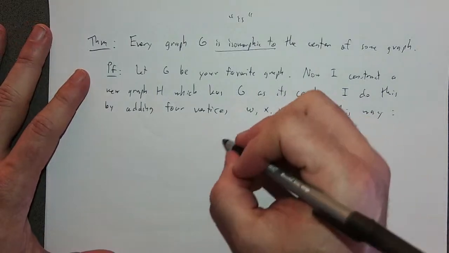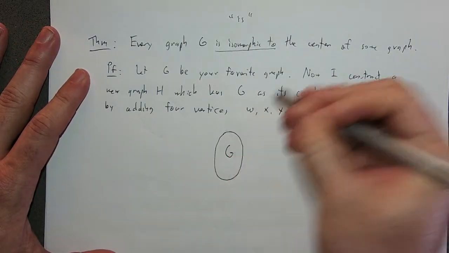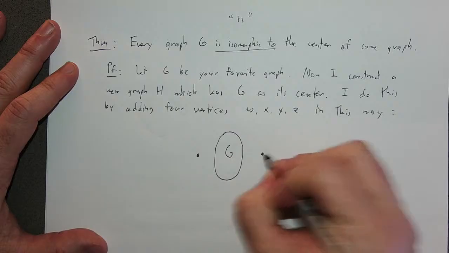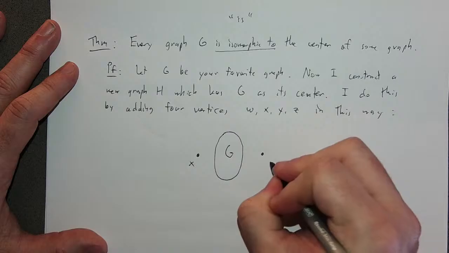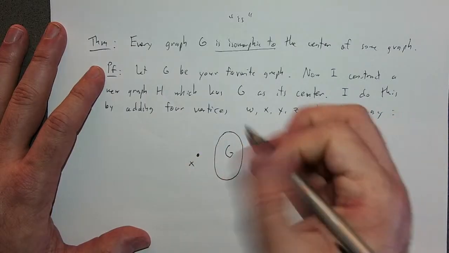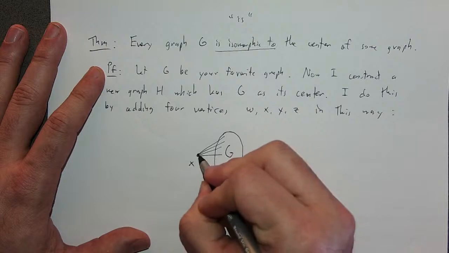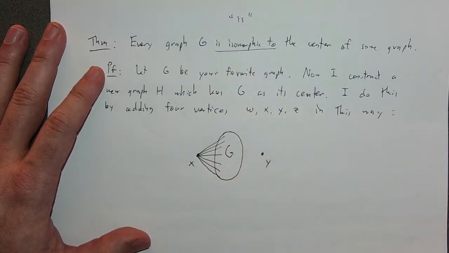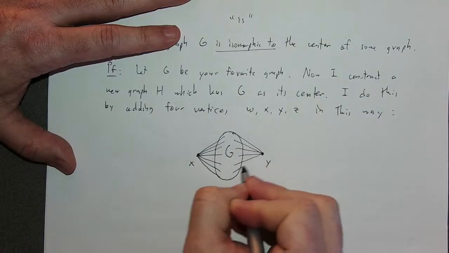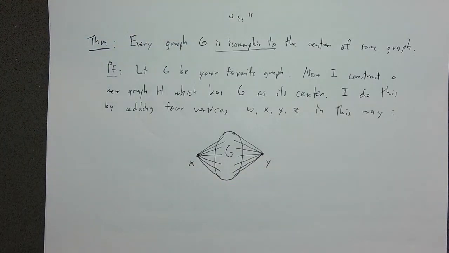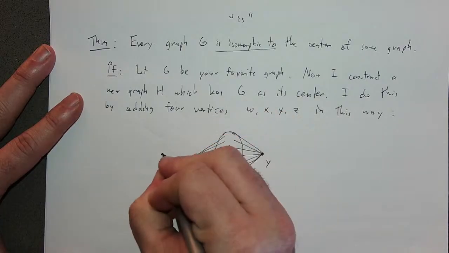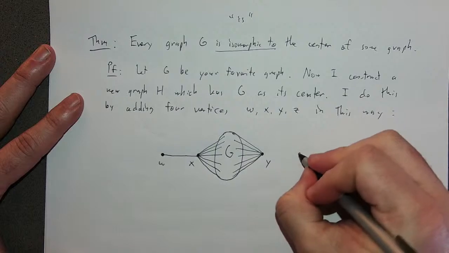So what I do is I have the graph G, whatever it is. There's your graph G. Then I take a vertex that I'll call X and another vertex that I call Y, and I connect X to every vertex in G. I take Y and I also connect it to every vertex in G. Then I connect X to a single other vertex W. I take Y and connect it to a single other vertex Z.